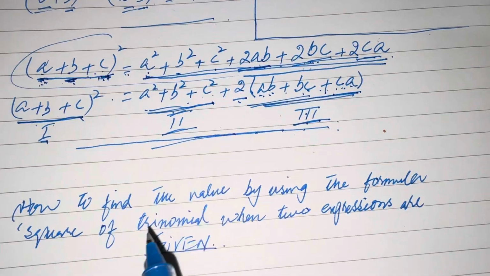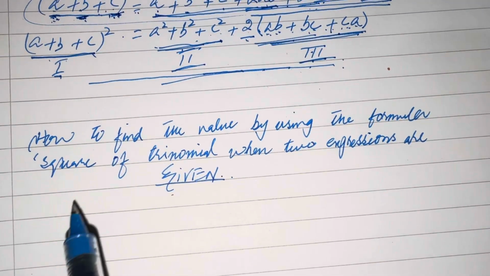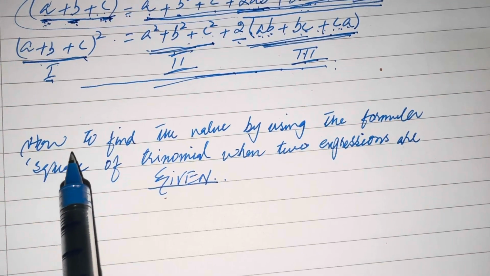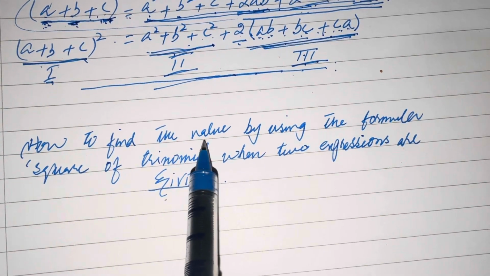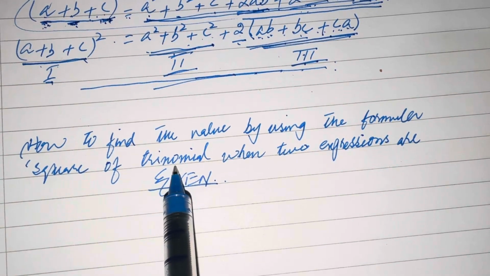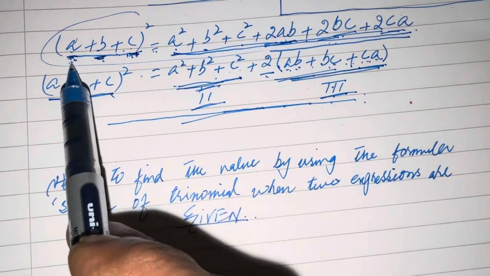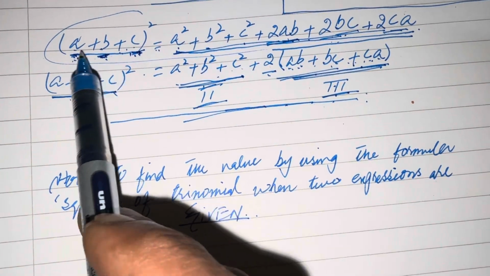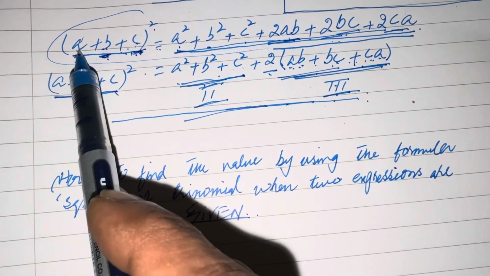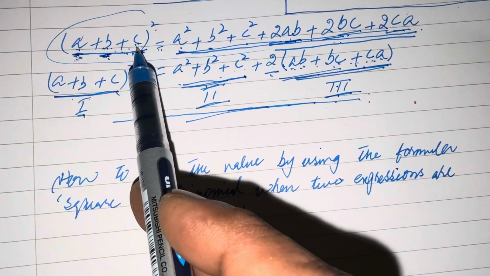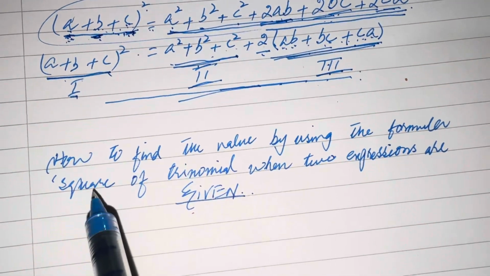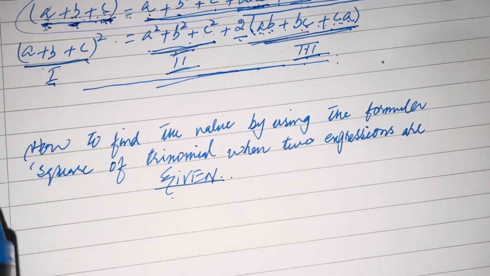So let's start today's lecture. I have already written this little statement for this video: how to find the value by using the formula square of trinomial. Trinomial means कि three terms इसमें आ रही हैं, इसलिए इसको trinomial कहते हैं. I have already told you that in my previous video.